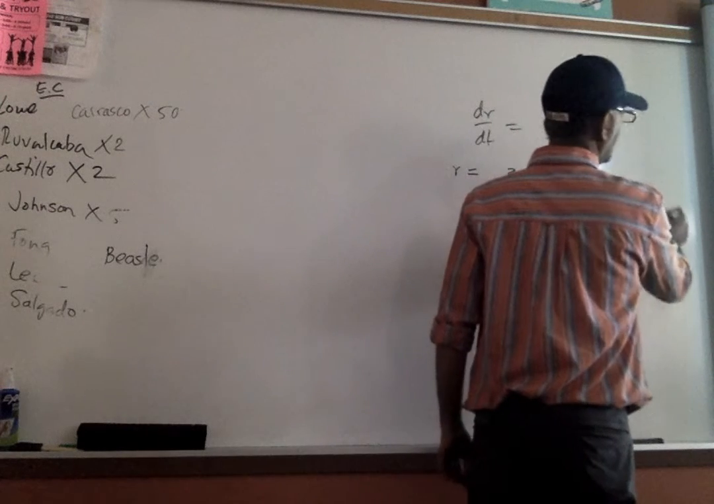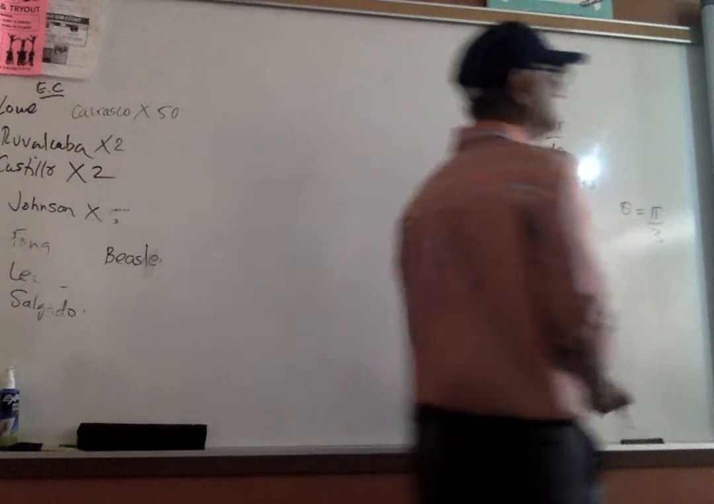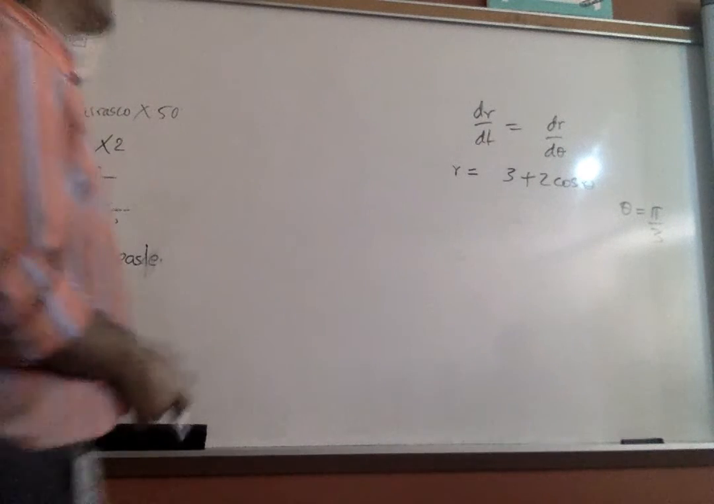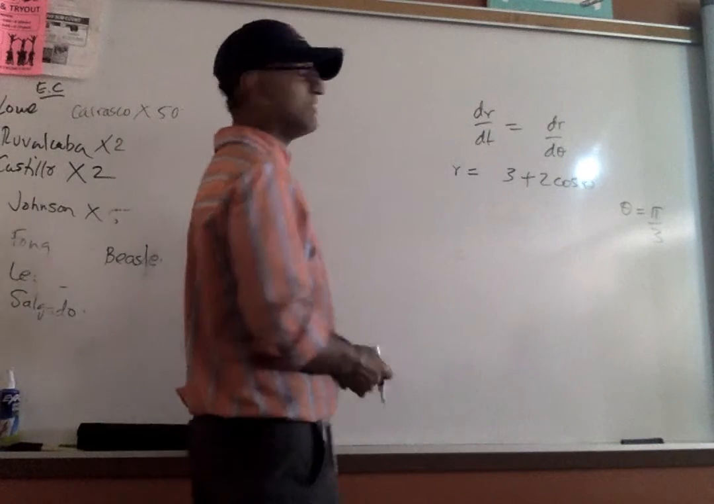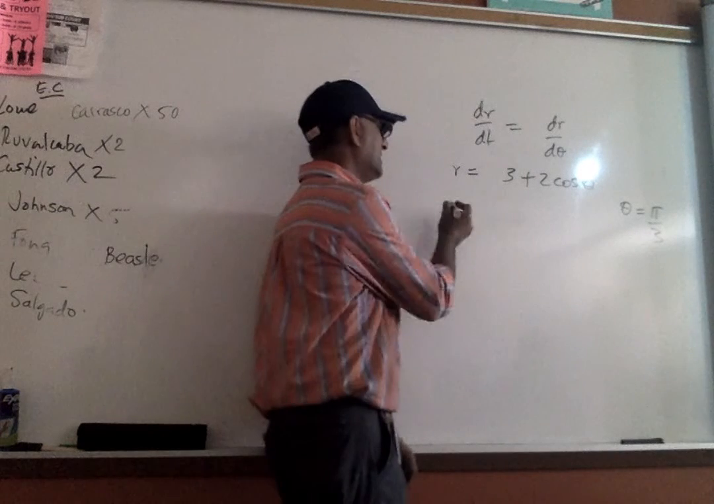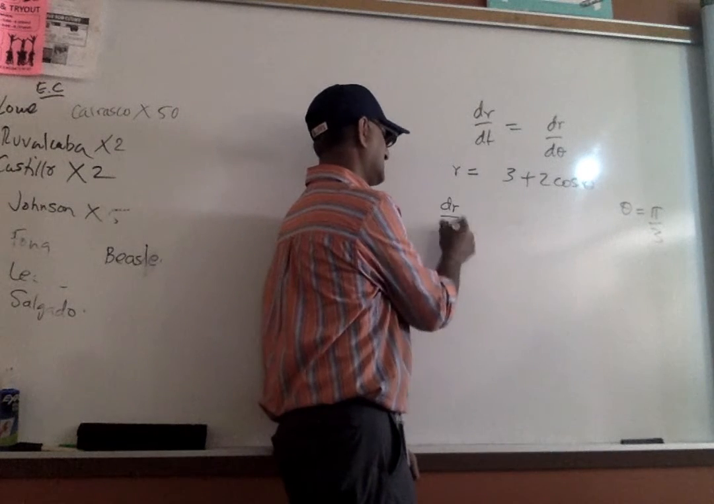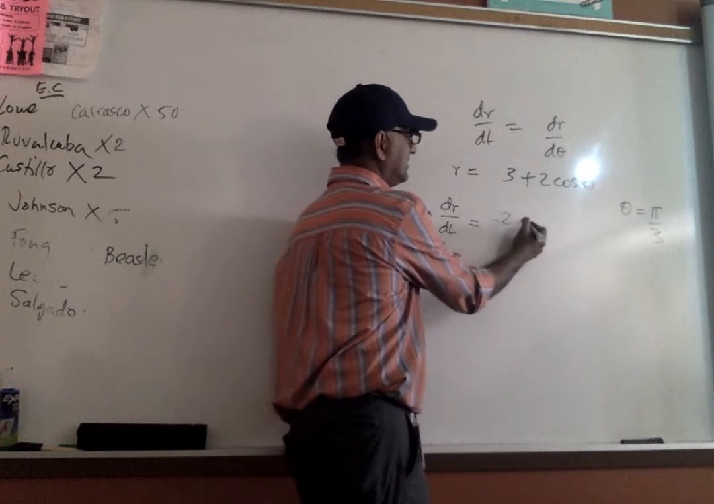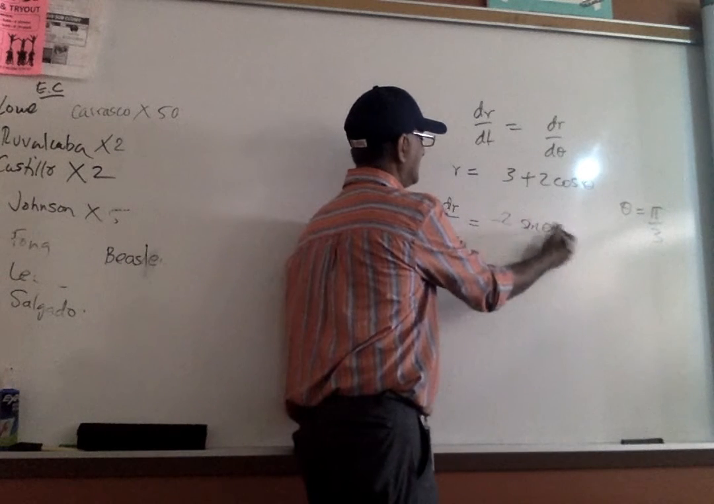Find the value of dr over dt at theta equals pi over 3. And then it says interpret your result. It says interpret your result. So they want dr over dt. It says find the value of dr over dt. Can you start working on it? So dr over dt equals negative 2 sine theta.